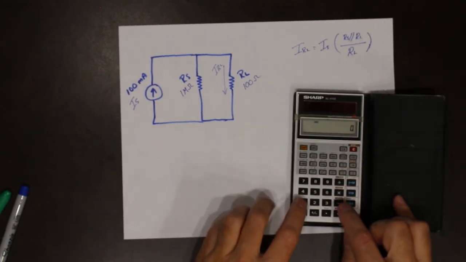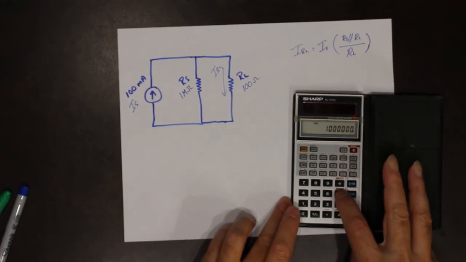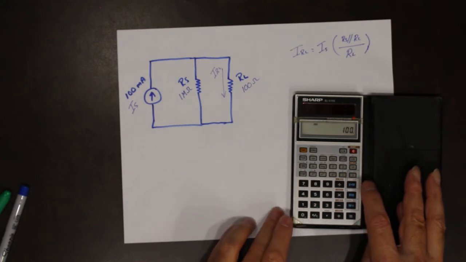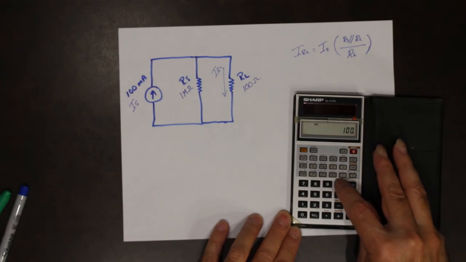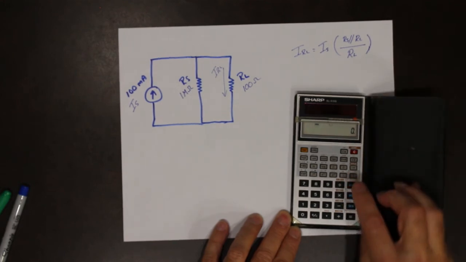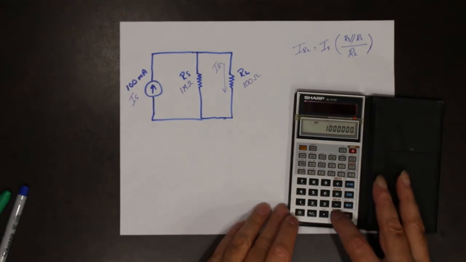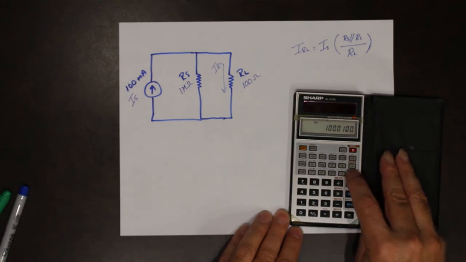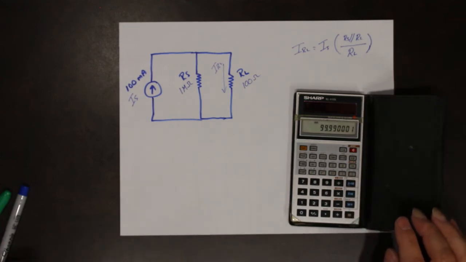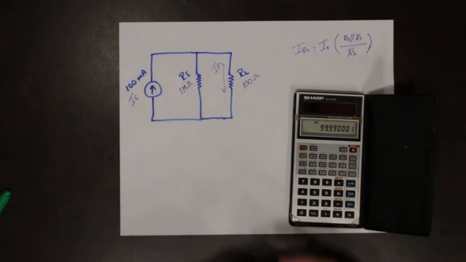So we have 1 meg times 100. I'm using the product over sum rule, divided by 1 meg plus 100, equals. So the resistance of these two in parallel is 99.9 ohms.